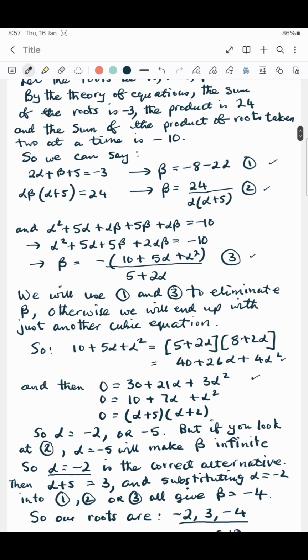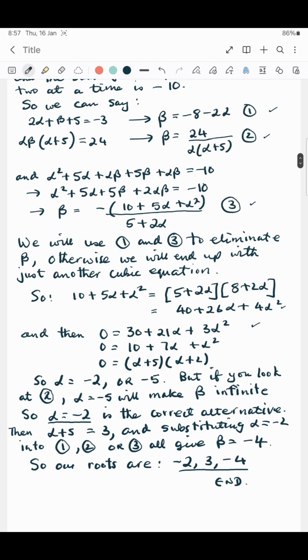So that means if alpha is minus 2, alpha plus 5 will equal 3. And if we substitute alpha equal to minus 2 into any one of the three equations, 1, 2, or 3, it will all give us beta equals minus 4. And so our roots are minus 2, 3, and minus 4. And that ends it. Thank you for listening.